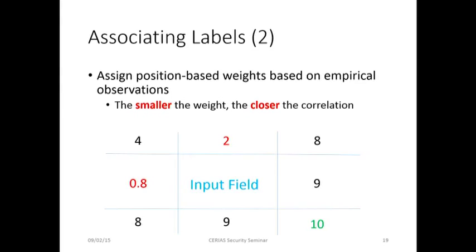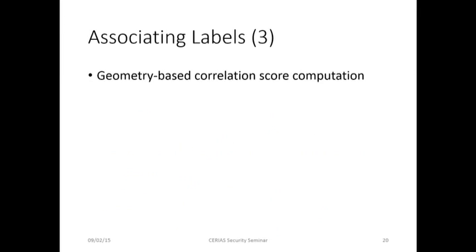In fact, we divided the UI plane into nine parts based on the borders of the input field. The labels at the left of the input field and above the input field are most likely to be correlated. But the labels at the bottom corner, the right bottom corner, are most unlikely to be correlated. Then, to show how the text label is associated with the input field, we design a geometry-based correlation score computation.